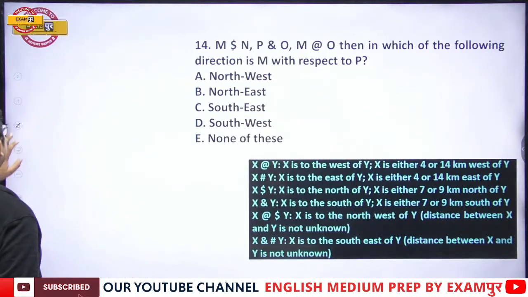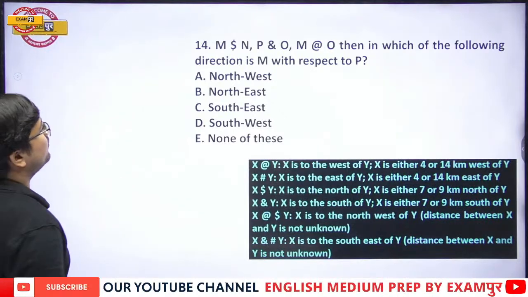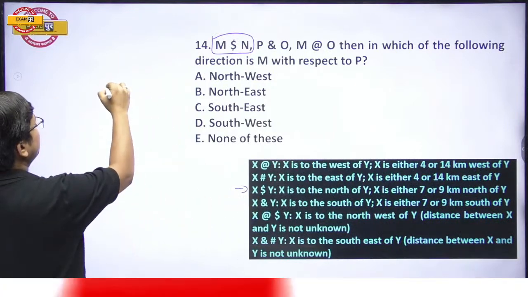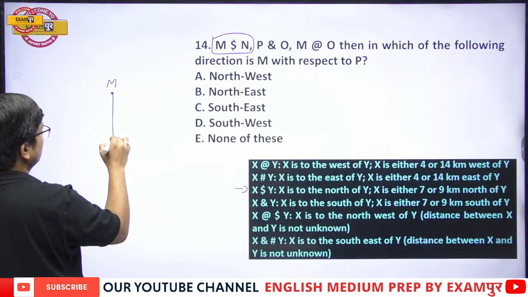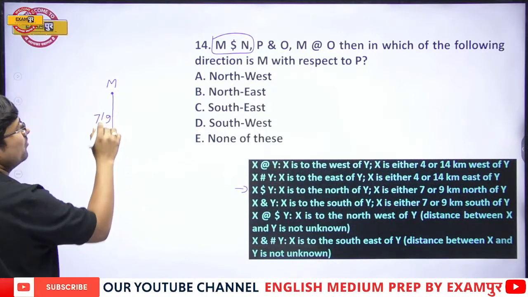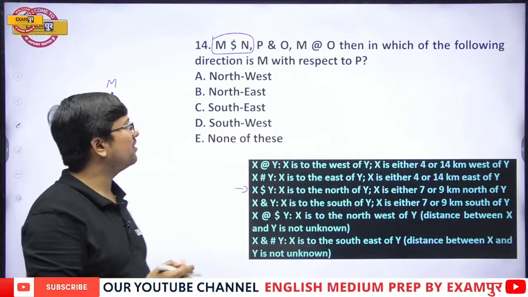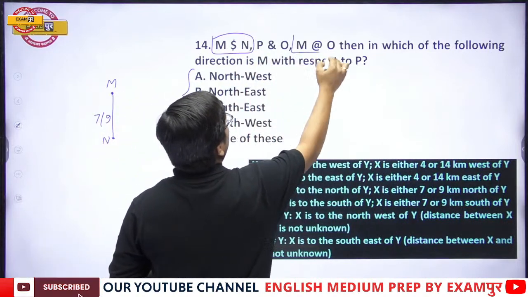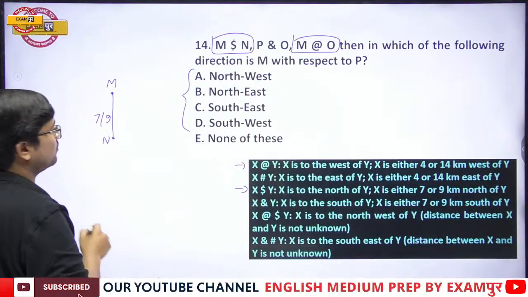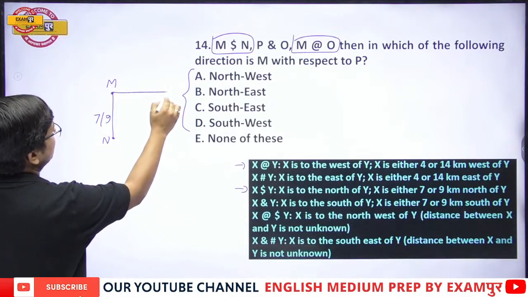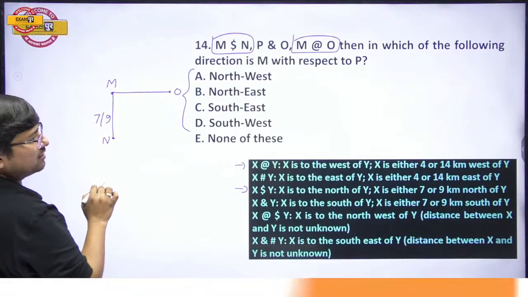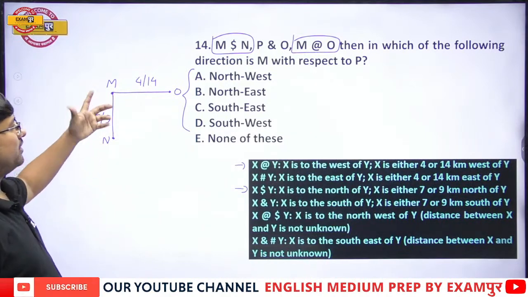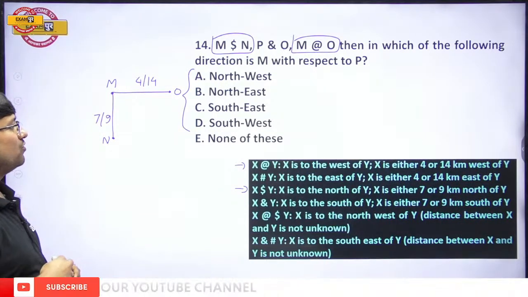Okay, now listen to me, my dear students. See, M $ N means M is to the north of N, either 7 or 9. How much distance? We will not require that because the option does not have any distance. Now, P and O, leave this. M at the rate O means M is to the west of O. How much west? It is 4 or 14, but actually we do not require it.